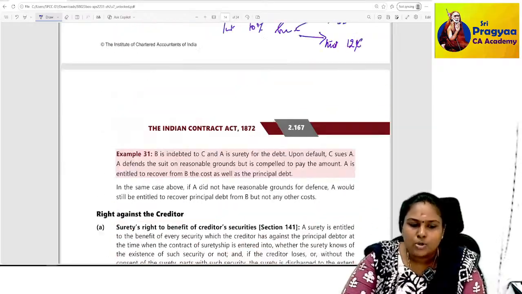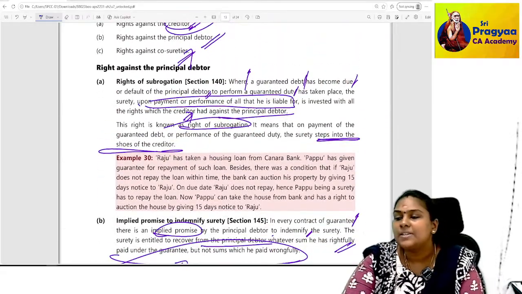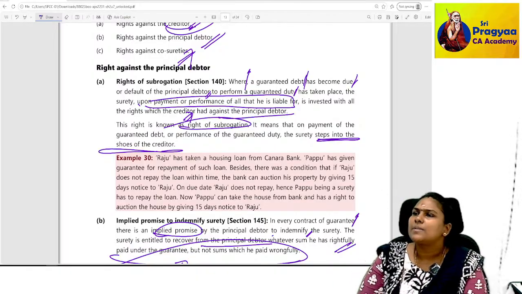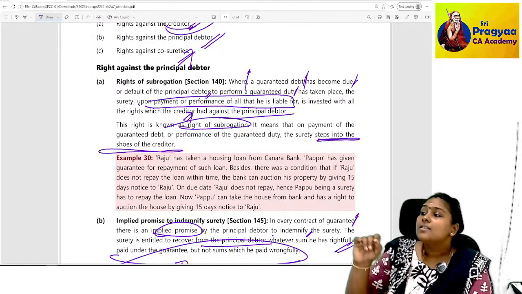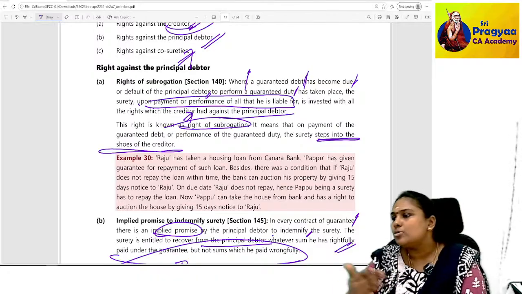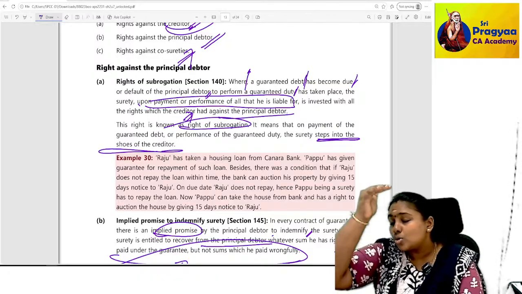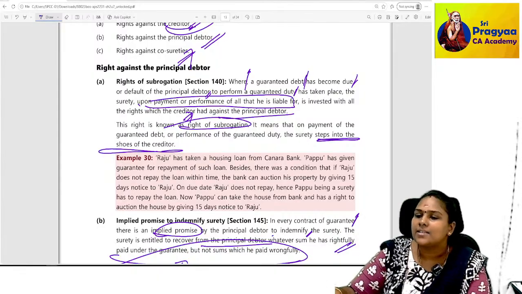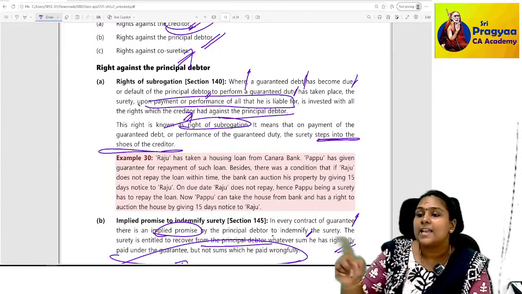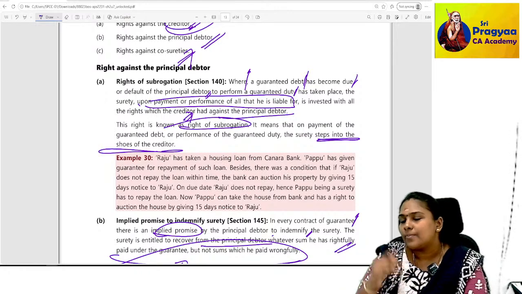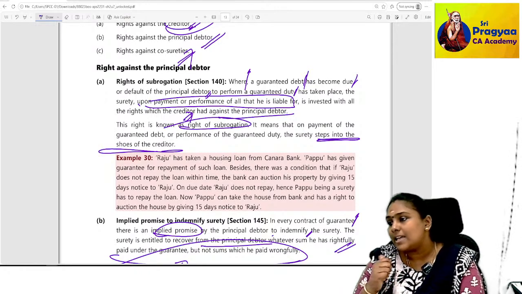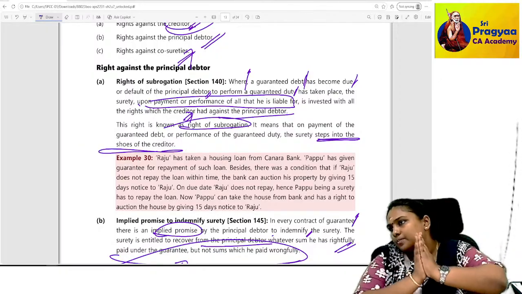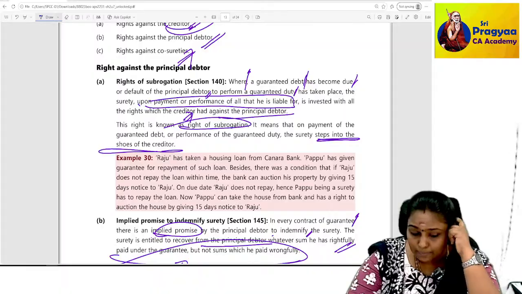So these were the two rights which he has against the principal debtor. First one is the right of subrogation. What is this right of subrogation? It means this surety will step into the shoes of the creditor, and whatever rights the creditor had, who will now take those rights? The surety will take those rights against the principal debtor. And secondly, we studied about the implied contract, which we already covered in the earlier segment of this chapter.